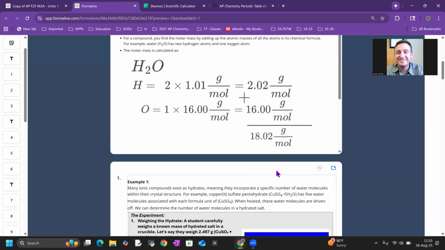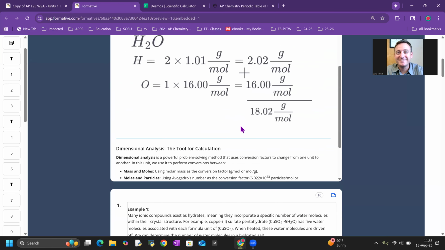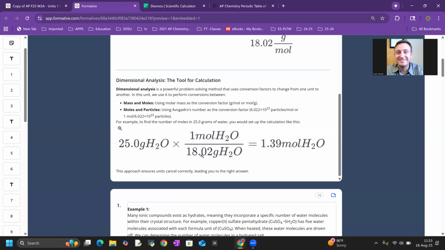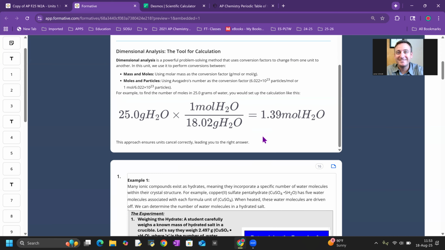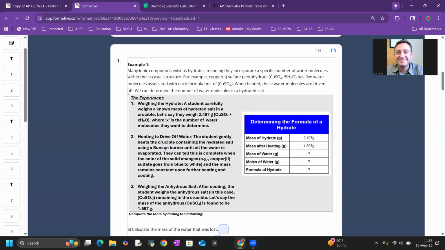So in this example, we see dimensional analysis and the mole concept. Here is the mole concept being used in that dimensional analysis setup as a conversion factor, as a matter of fact. So in example 1, we're going to use all those skills to determine the formula unit of a hydrate. And we talked a little bit about this in class, that a hydrate is a compound, in this case an ionic compound, copper 2 sulfate, and then we call it copper 2 sulfate pentahydrate, penta meaning 5. So this has 5 water molecules associated with each formula unit.